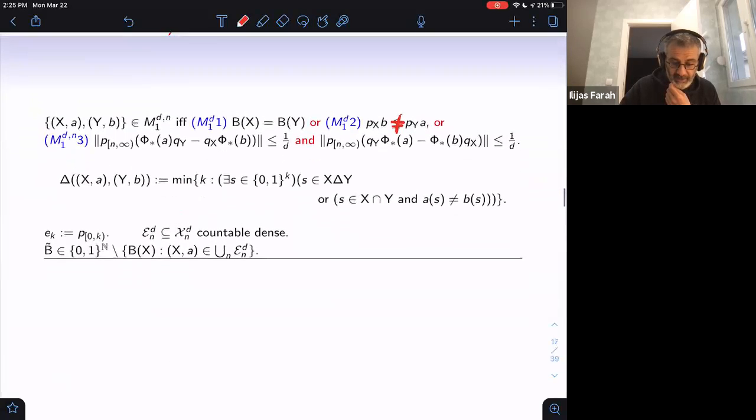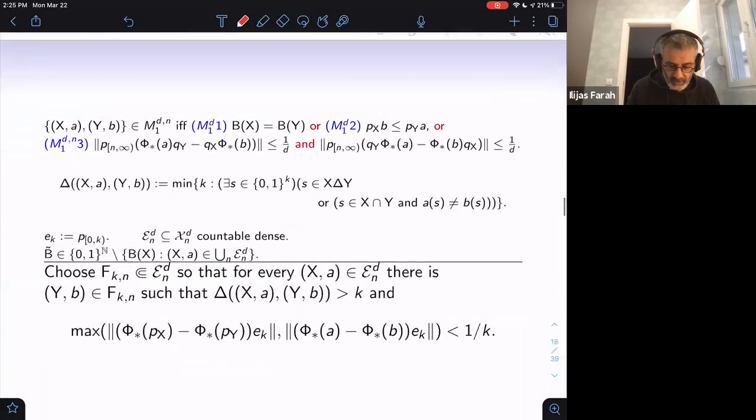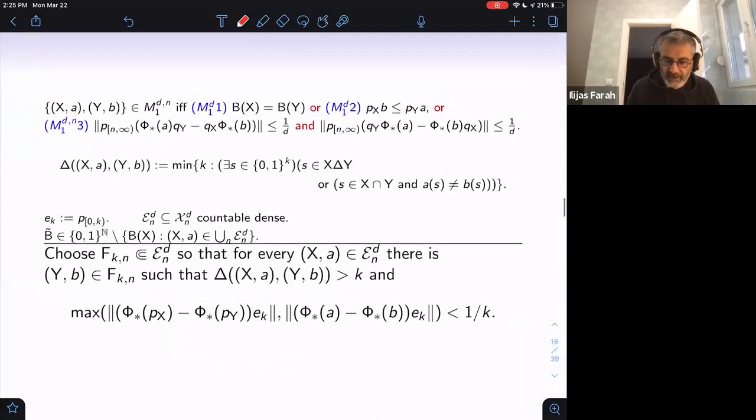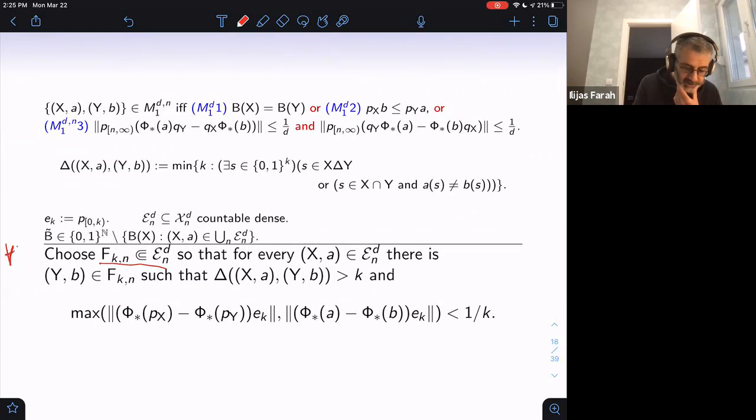So okay, on this slide we have basically a recap of what we've done so far. So here is the partition, here is the way we define delta, and here are these definitions. And all right, so we go. Now here the proof starts basically. We choose a finite subset of EDN, FKN, so for each K, I should say that. For each K, we choose a finite subset, which has the property that, let me try to draw this.